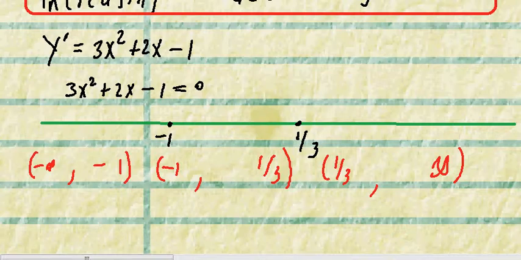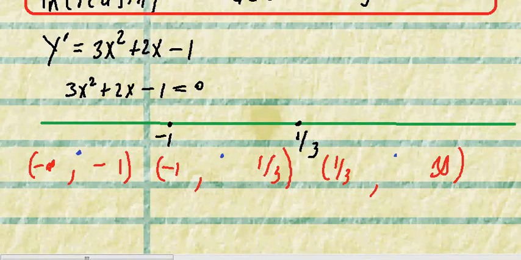I have to find points inside these intervals, not the end points. So I'm going to select a point inside the interval, any point inside this one, none of the end points. So of course, here, between negative infinity and negative 1, I'm tempted to use the number negative 2.